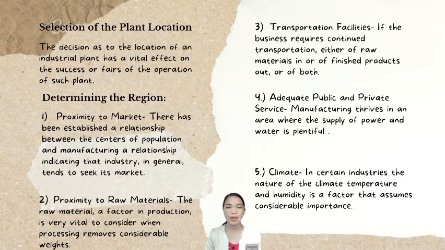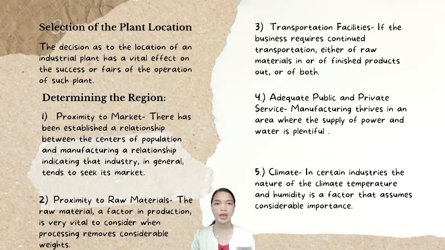In the selection of plant location, the following considerations should be taken into account: determining the region, determining the community, and choosing the plant site. Determining the region. Determining the region in which the plant is to be located requires consideration of five prime factors, namely: first, proximity to market. Second, proximity to necessary material. Third, transportation facilities. And fourth, adequate public and private services such as water, power, fuel, gas, etc.